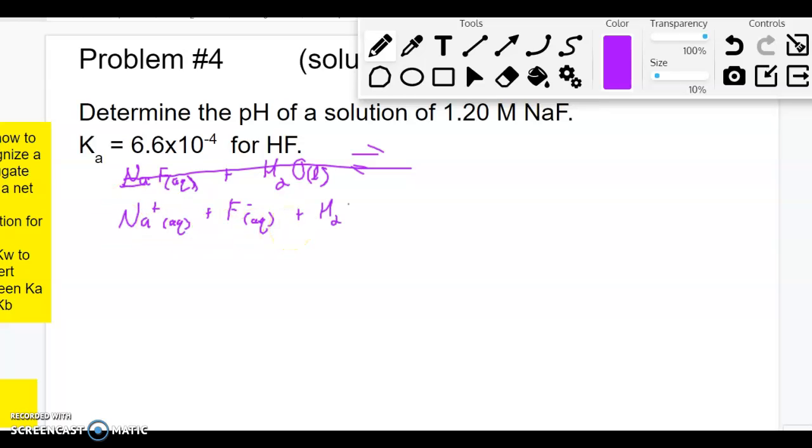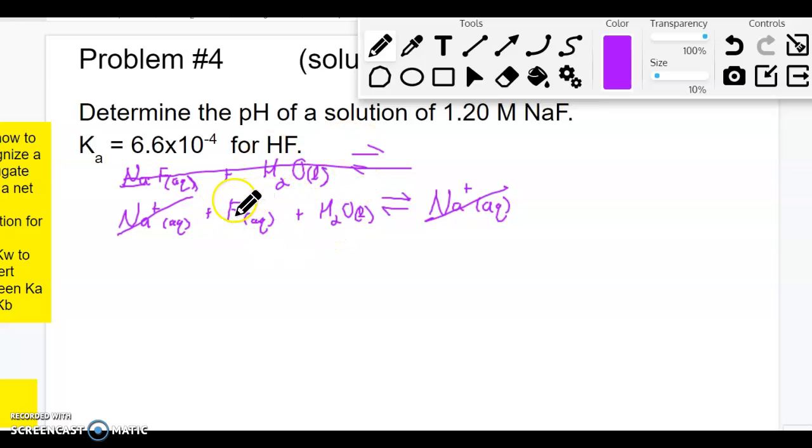Plus H2O, liquid. Like we said before, the sodium, because it completely dissociates, doesn't take part in or interact with water. It just stays as Na+ aqueous, and it does that with other stuff too. It doesn't really react with them. Because of that, it is considered a spectator ion. I'm going to cross it out right now so that we can focus on this.